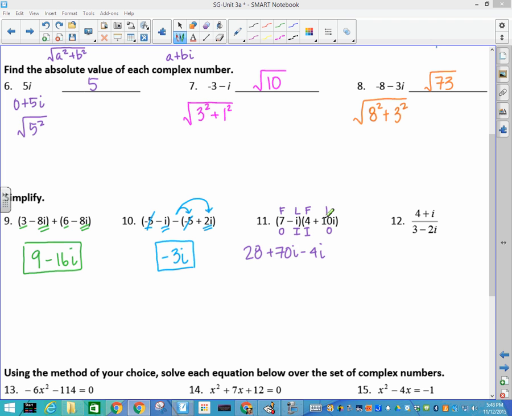And that's negative i times 10i, which is negative 10i squared. A lot of people forget that squared there. And we've talked about numerous times that i squared is negative 1, so it just changes that sign, and of course makes you have a real number of positive 10. So when I combine my like terms, 28 plus 10 is 38, and 70i minus 4i would be 66i.